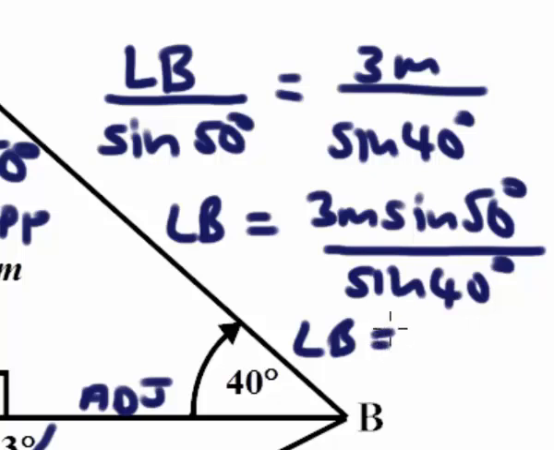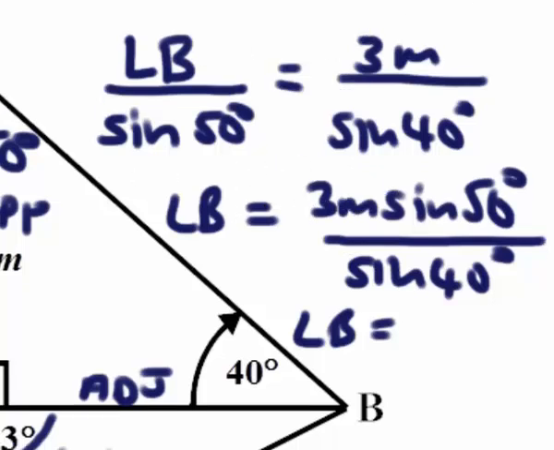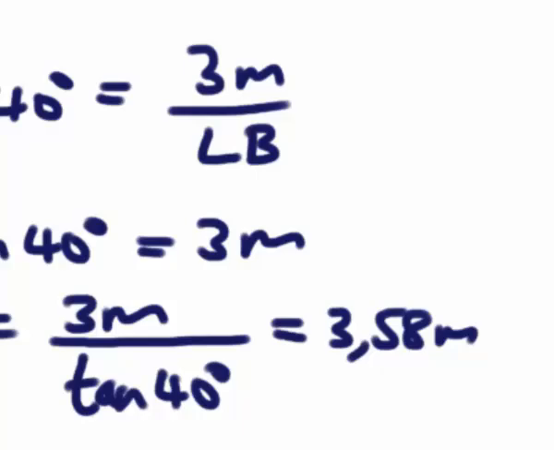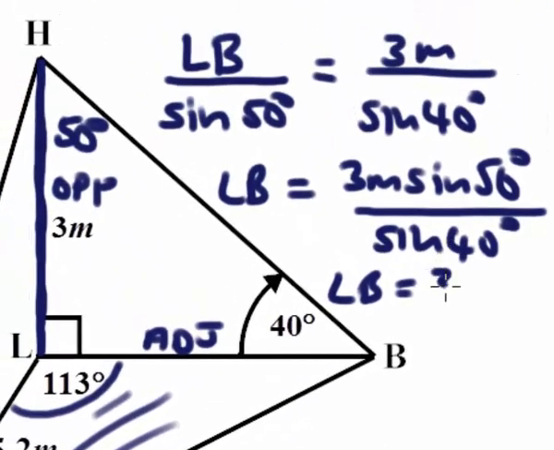Just work with me. Let's see if we get the same answer. Check that in your calculator. That's 3 times the sine of 50, divided by the sine of 40. Make sure you're on degrees. And guess what? It comes to exactly the same, and that will be 3,58 as well, if you round off to 2 decimal places. Good.